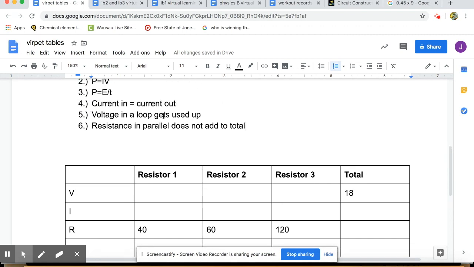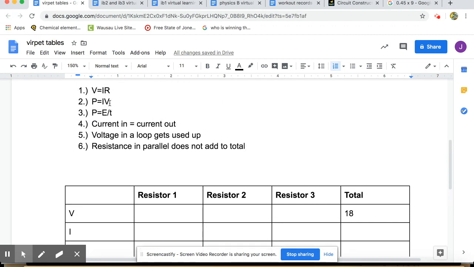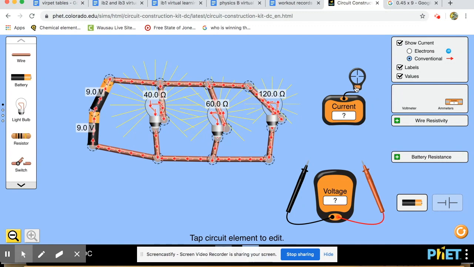So what we have to do is we can't use these equations right away like we did last time. We have to use these two rules to help us fill in some information. Well, rule number 4 says the current into any path is equal to the current out. So if I find the current into this path, this is 0.9. But then once it gets to here, it can split to this path, which is 0.45, 0.3, and 0.15. So 0.15 plus 0.3 plus 0.45 is equal to the total, which is 0.9.